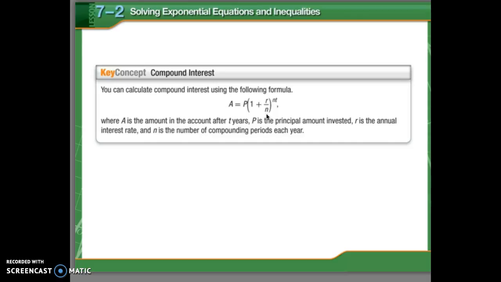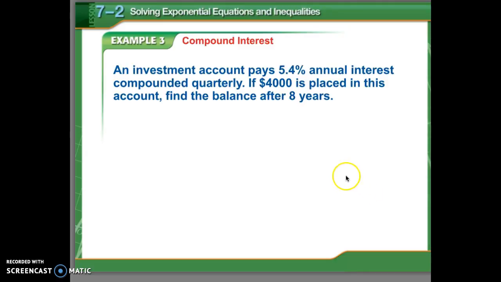They're always going to make sure they use some word in the problem to make it obvious what n is. But it's important that you read carefully so you can pick out what that amount is.